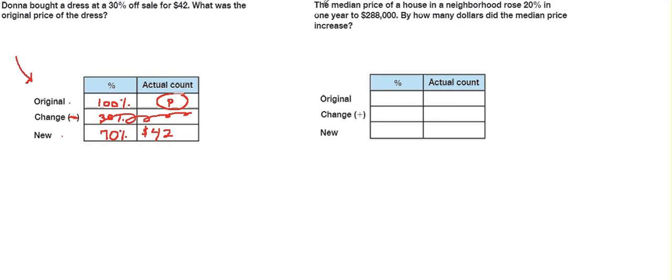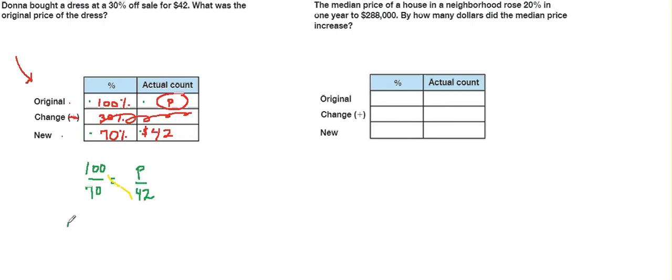What does this look like, or what do you think we're going to do next? We've got a value here and here, and a value here on top of here. Well, this is classic proportion. 100 over 70 equals P over 42. Okay? How do we solve proportions? Cross multiply.